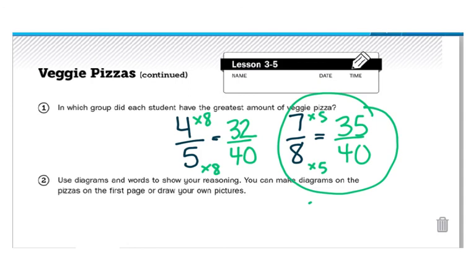Number 2 says use diagrams and words to show your reasoning. You can make diagrams on the pizza on the first page or draw your own pictures. And we just did. So well done, fourth graders.